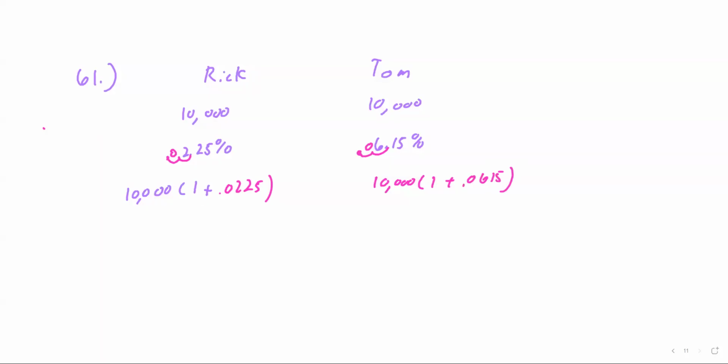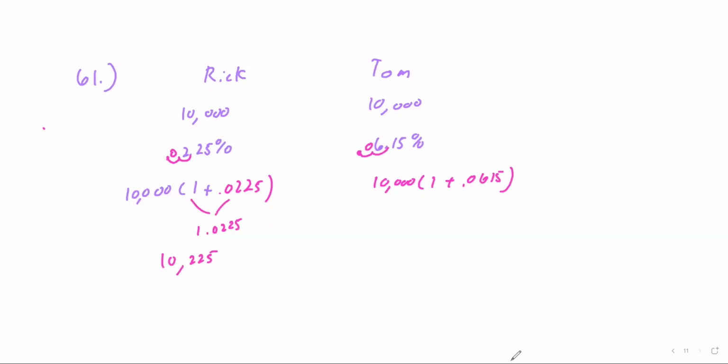So in this case it would be 10,000, and then I'm going to go ahead and just add that up. So that'd be times 1.0225. So what I did there is this right here is 1.0225, to save myself some pen strokes. All right, so then that would give me $10,225. And then I'll do the same thing over here.